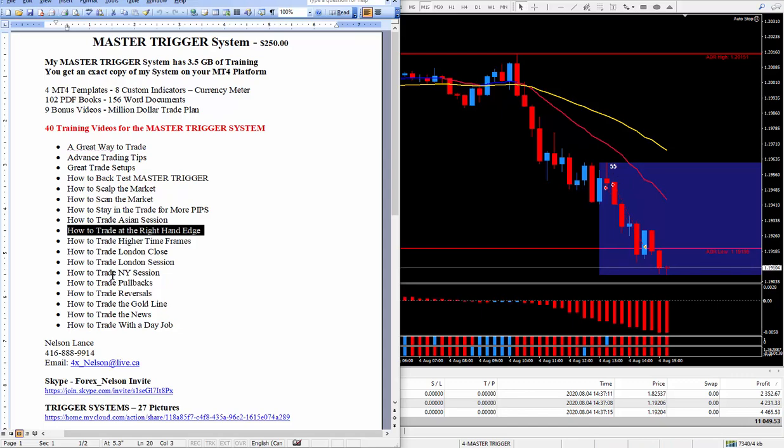And then also, how to trade reversals. Now, of course, if it comes back up and hits the goal line, that's a pullback. If it breaks through and keeps going up, that's a reversal. Also teach how to trade the goal line. As you can see, there's always a lot of action around the goal line. Perfect entry would have been right in this general area, but I was sleeping. And also teach how to trade the news and how to trade with a day job.